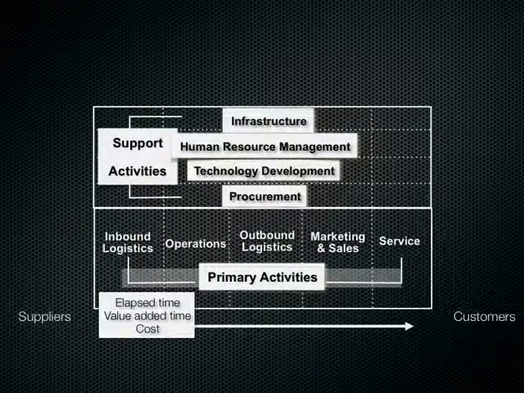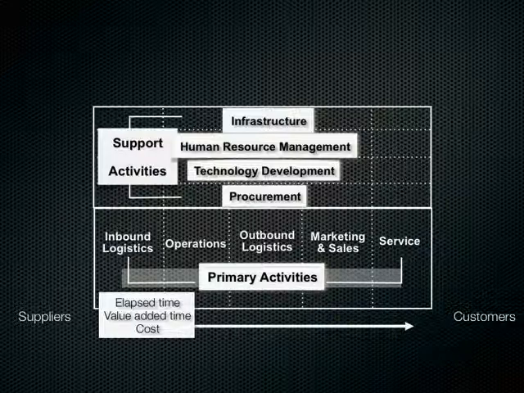What we see here is the value chain has been popularized by Porter. We see above the horizontal line activities that are called support activities. These are what many of us would call overhead activities. Below the horizontal line are primary activities, and these are the primary value-adding activities for a company.